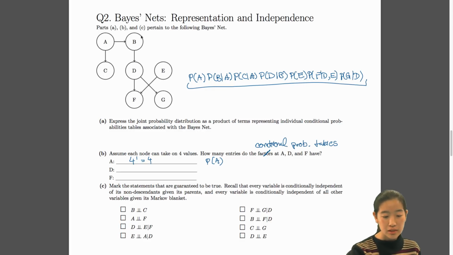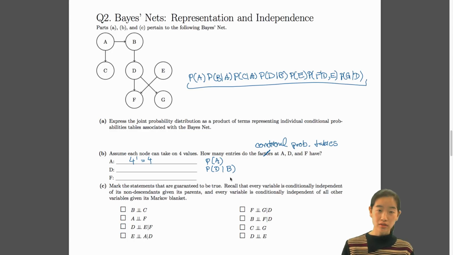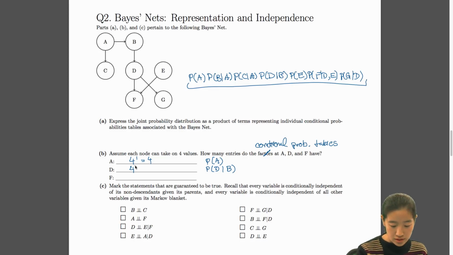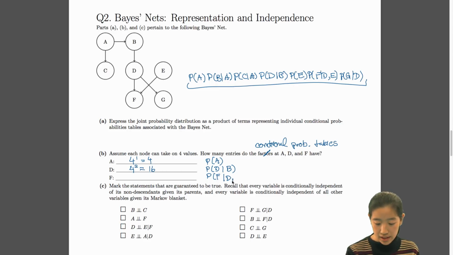Well, then let's go to D. What does D depend on? D depends on B. We only have to deal with what D depends on. So if we wanted to find the value of D, we would only have 2 free variables to deal with. So it's 4 to the second power, going to be 16. And then the last one it wants is f. So for f, we have probability of f given d and e. So there's 1, 2, 3, 4 to the third power, cubed.